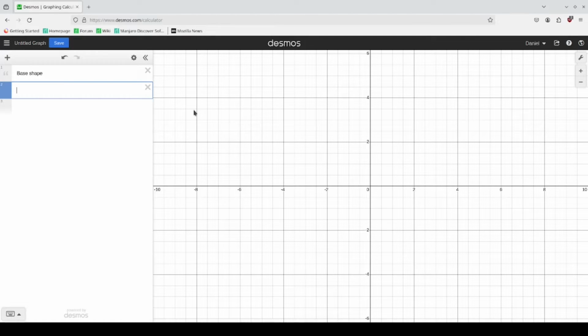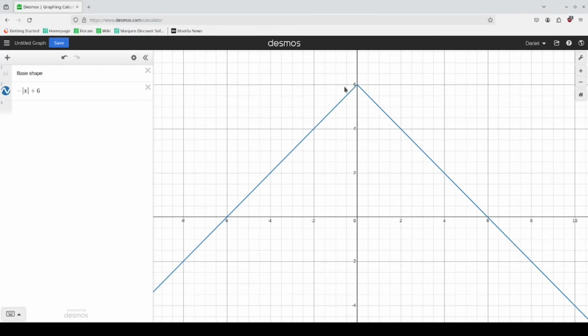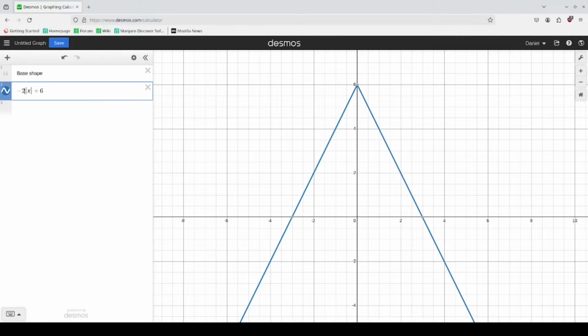So for the triangle slice, I'm going to go with an absolute value of x. I'm going to move it up by, let's move it by 6 units, and then we'll compress it in by a little bit.